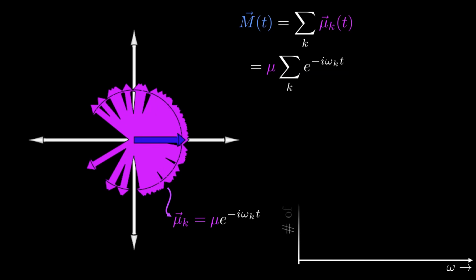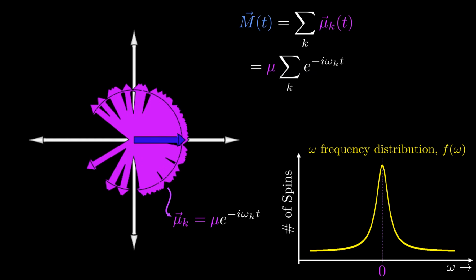Well, what we can do is examine the distribution of spins with a given frequency. That is, the number of spins which have a given omega, kind of like a histogram for omegas, but since it's continuous, we call it a frequency distribution. Oh, and the title omega frequency distribution is not redundant. This is a frequency distribution of omegas. Yeah, anyways, maybe it looks something like this.